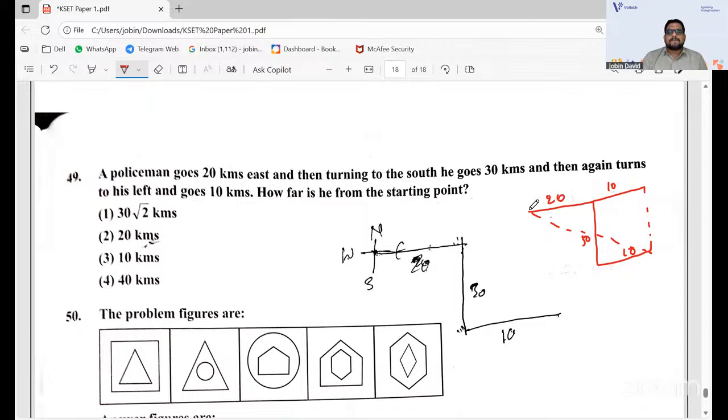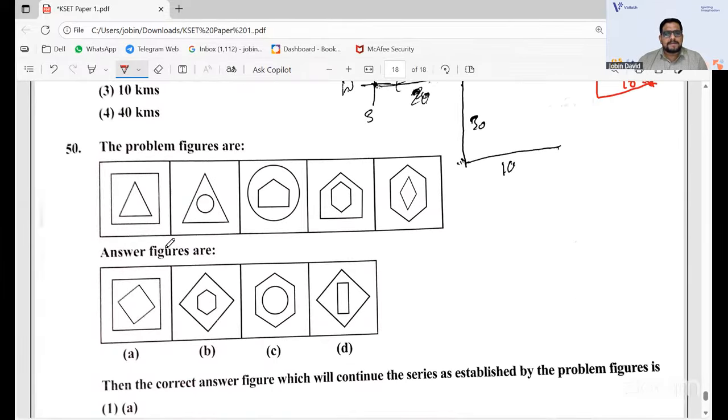From this point, you will get a hypotenuse actually. This distance also you have 30. This is the total distance 30 you have. So you can solve it by the Pythagoras theorem. The answer will be 30 root 2 kilometers. That is 49, option 1 will be the right answer.